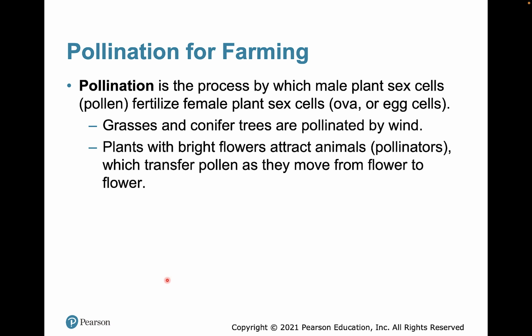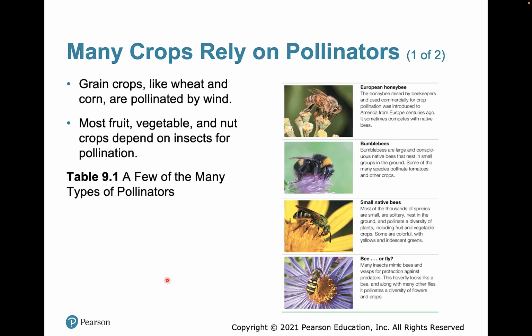As they move from flower to flower, they take the pollen from one flower, and when they come in contact with the next flower, they drop the pollen off. So that's fertilization. A lot of our crops are pollinated by wind, like the grain crops, but a lot of our fruit, vegetable, and nut crops depend on insects for pollination, right? So the native bees, the bumblebees, the European honeybees, some flies are going to be responsible for that.